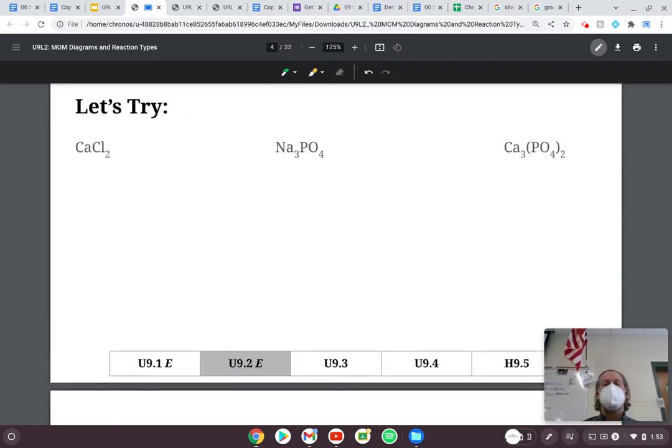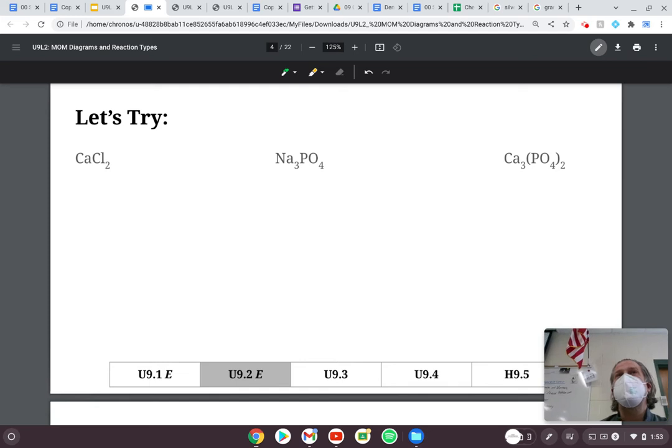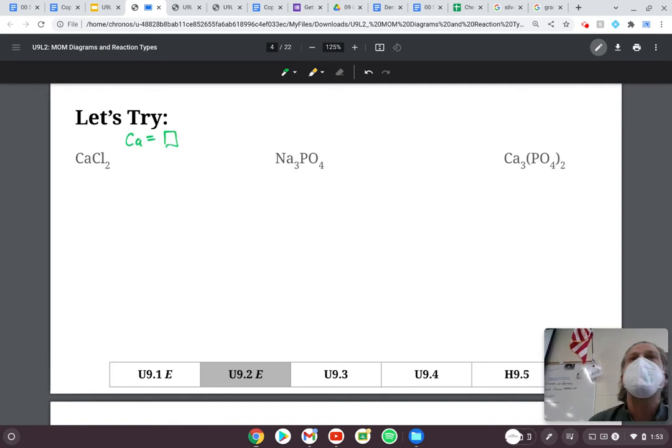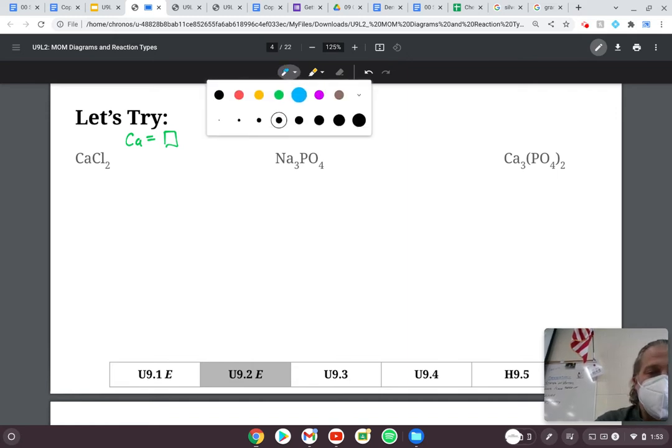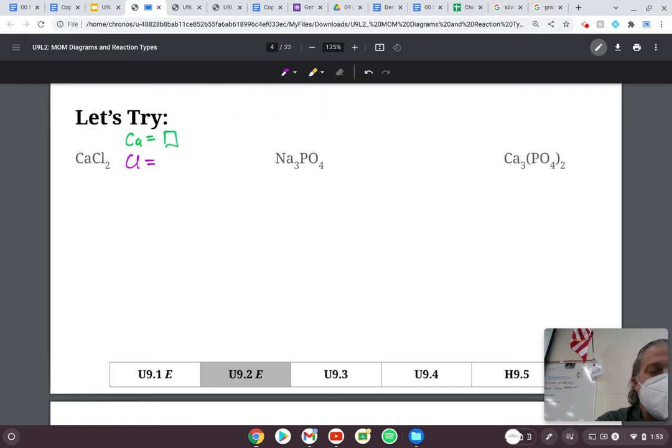So in the case of the first one, CaCl2, right? One of the things we always did was when we had a lot of elements or substances around, we usually made some type of a key. So in this example, I have calcium, and I might identify calcium to be a square. And I have chlorine. And so I might represent it as a triangle in this case. But this formula has 2 chlorines, so I need 2 triangles.